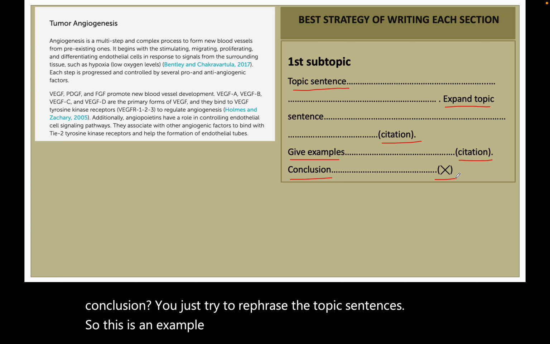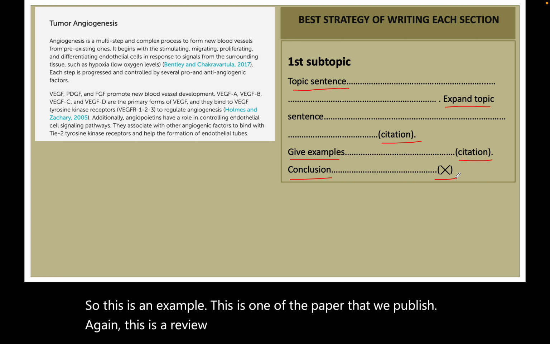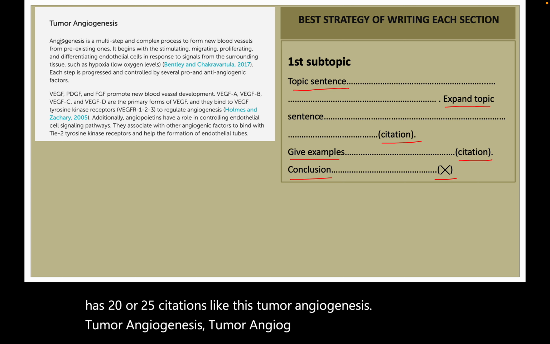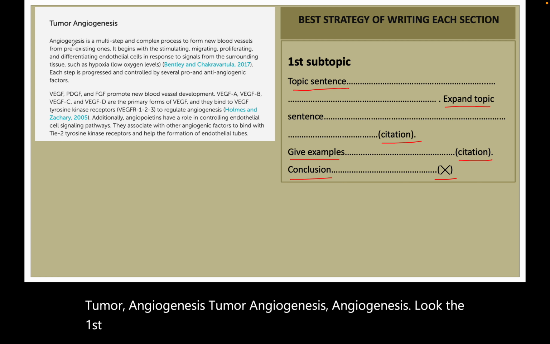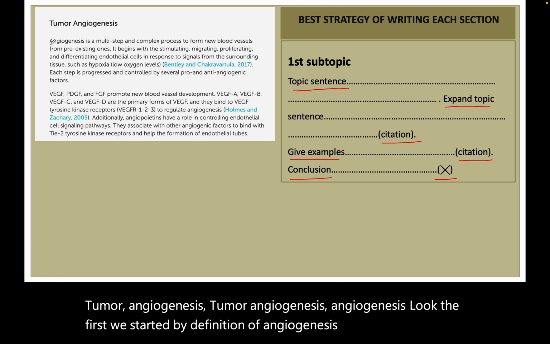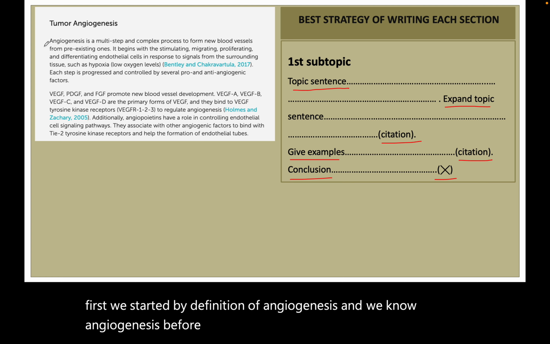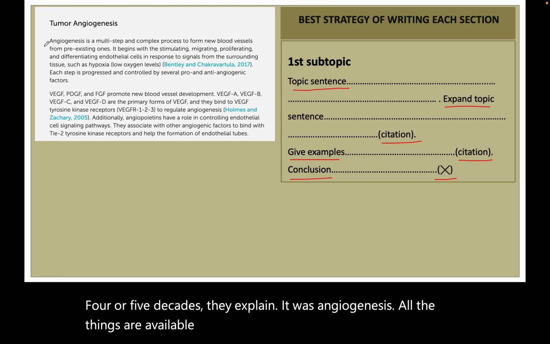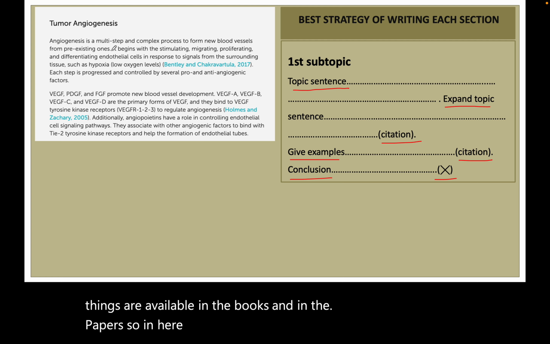This is one of the papers that we published. Again, this is a review article we published in Frontiers, and I think it has 20 or 25 citations. Tumor angiogenesis. We started with the definition of angiogenesis, and we have known angiogenesis for 4 or 5 decades. All of this is available in books and papers. So up to here is the first part, the topic sentences, and we didn't put any citation.